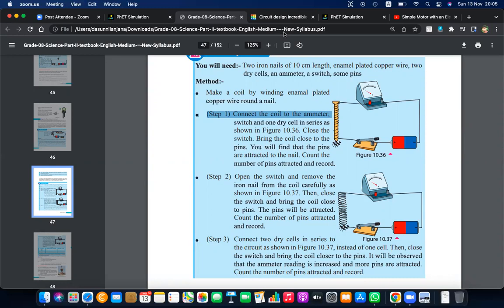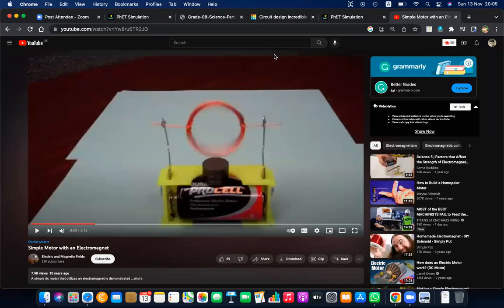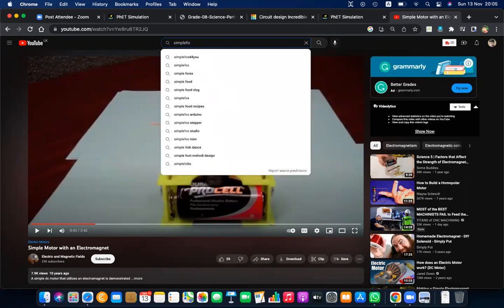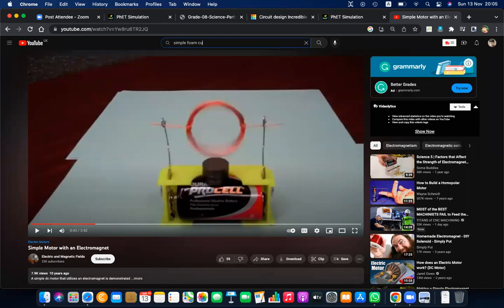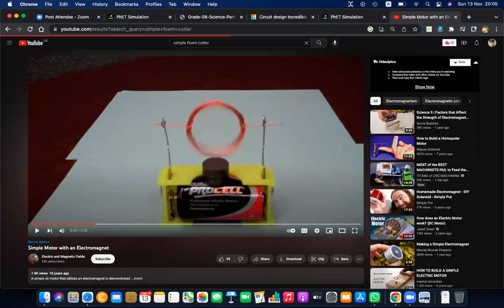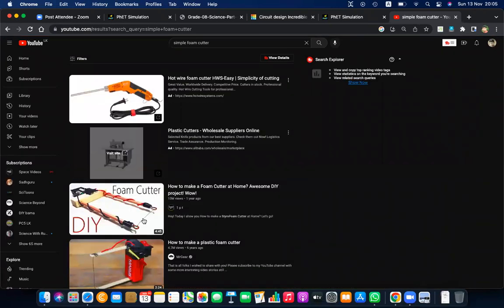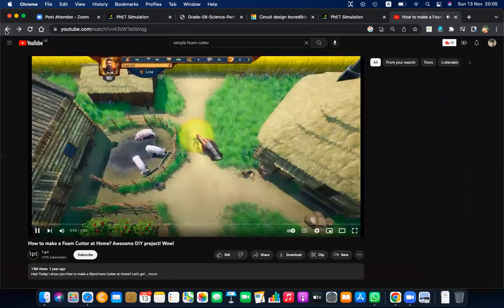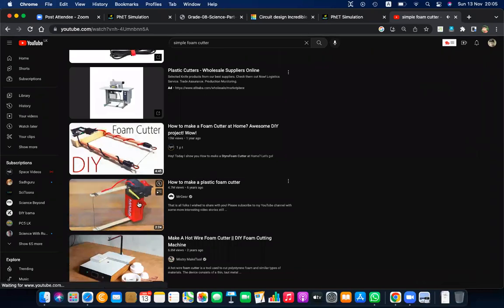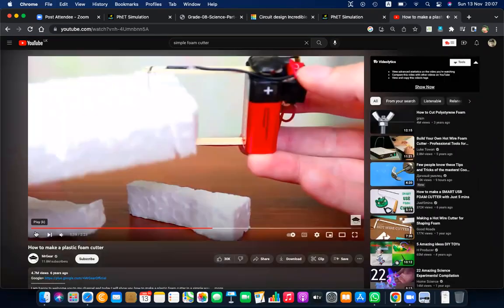You can use this to create a simple foam cutter. A simple foam cutter can be created using this heat effect. We can create that using a battery. Okay, here this one. These are actually school projects. These are some school projects you can try as a DIY project. What's the effect? Yes, this is the heat effect, right? This is the heat effect.